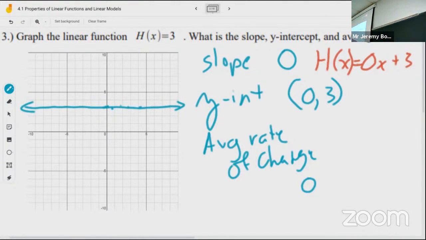If you get a vertical line on one of these, you did something wrong because it's not a function. So pay attention to that, or you can use that to check yourself. Any questions on that? We call this a constant function, if I haven't said that before, because it's constantly the same value, right? It's a constant, it's 3.